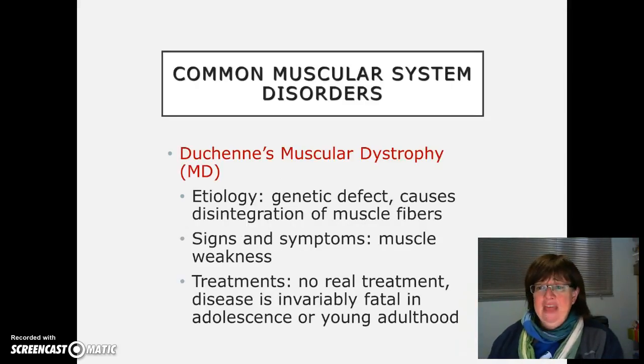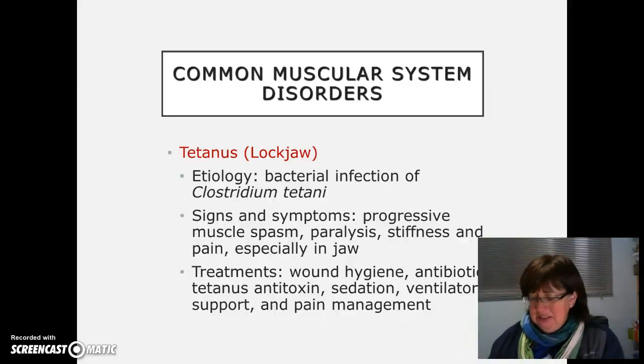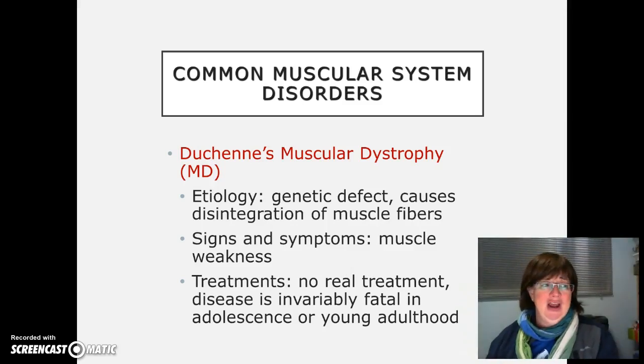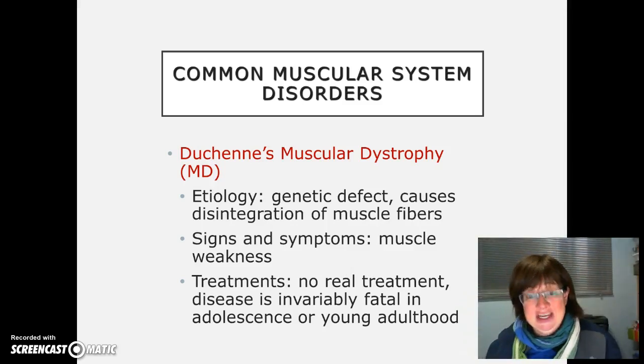Okay. There are a couple of common diseases there. Just look at them, just so you're aware. They won't be tested. And that's the end of Chapter 7. So it's kind of a short one, with the exception of needing to know the muscles.